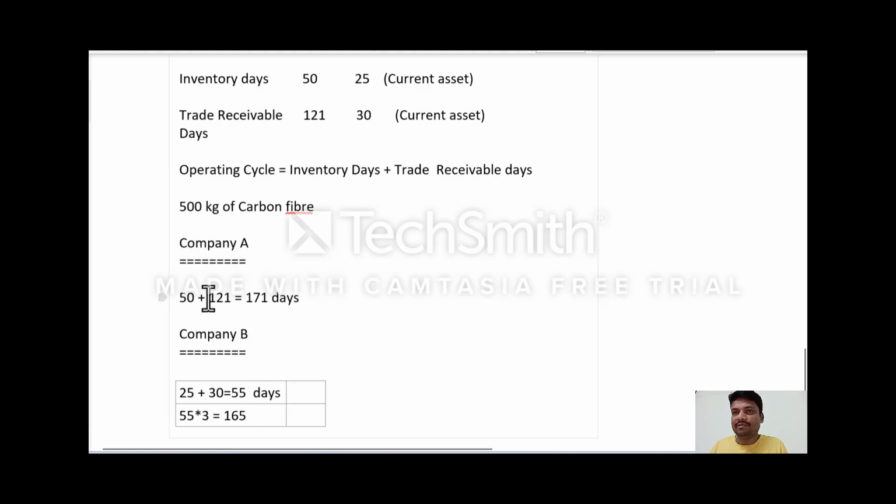That means company A takes 171 days to convert its raw material, sell, and collect the money. On the other hand, company B is able to do the same thing 3 times in that period, and also save some days. So it is clear that company B is making more profit, assuming both are selling 500 kgs of carbon fiber in each operating cycle. I hope I was able to make you understand things properly.